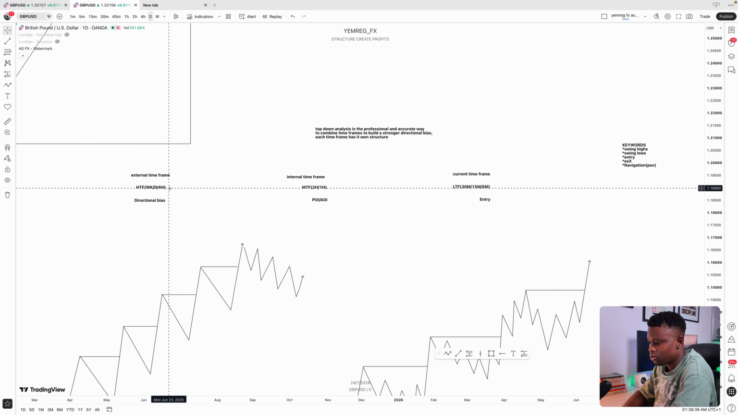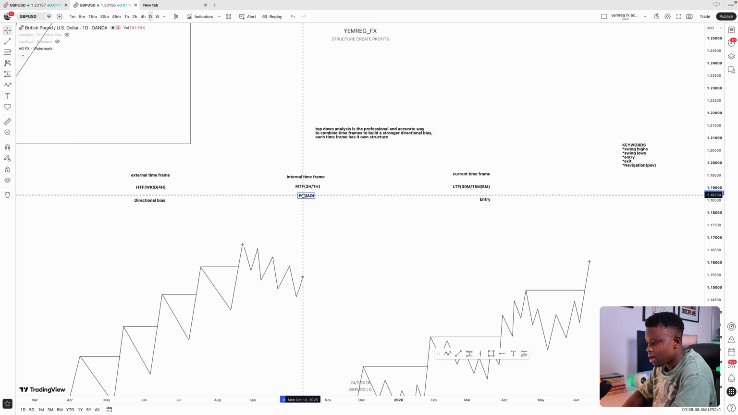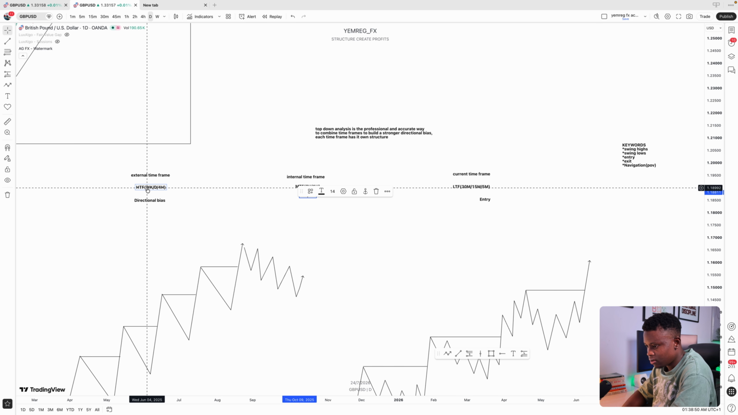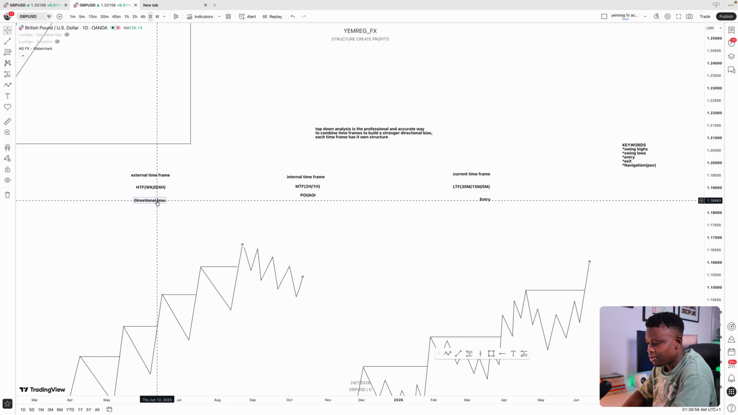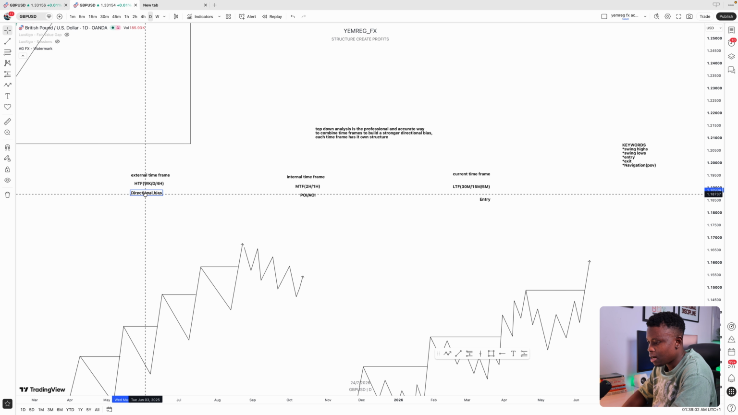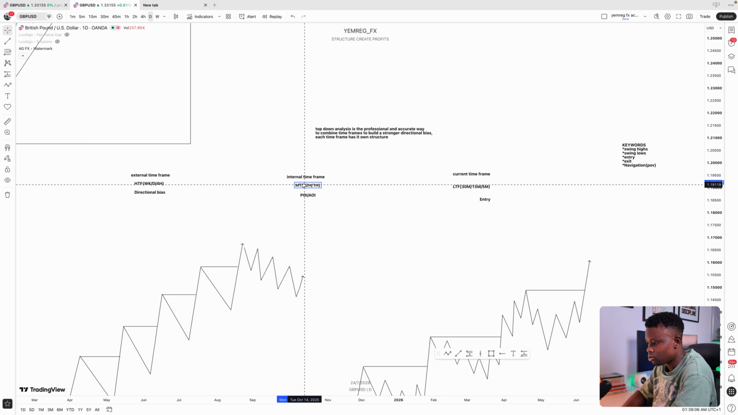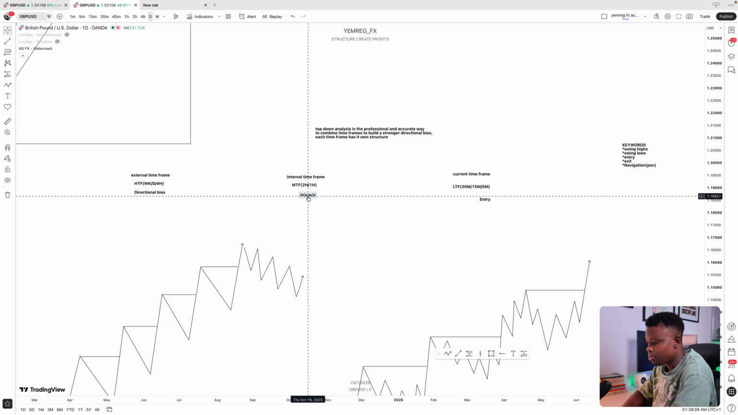We have the internal time frame. This is the middle time frame structure, and this can start from 2 hours, 1 hour. The external time frame represents the higher time frame structure, which is the directional bias time frame. This gives you the heads up on the overall direction in which the market is heading, either bullish or bearish. And the middle time frame structure talks about the point of interest structure.